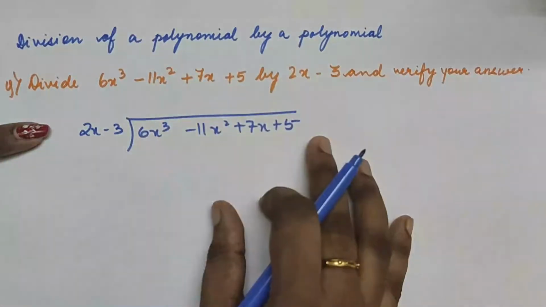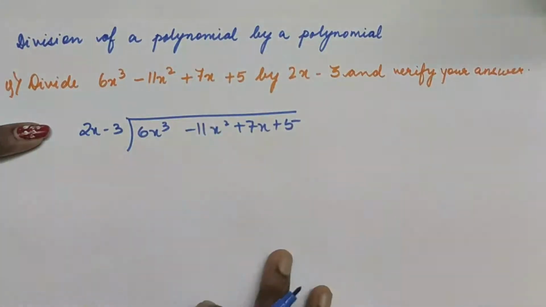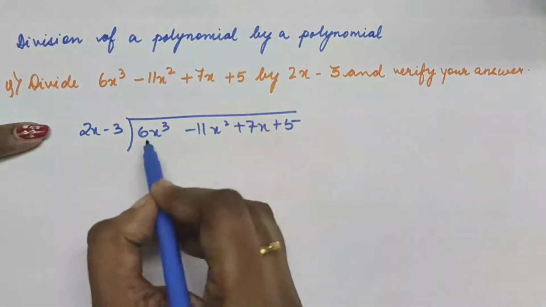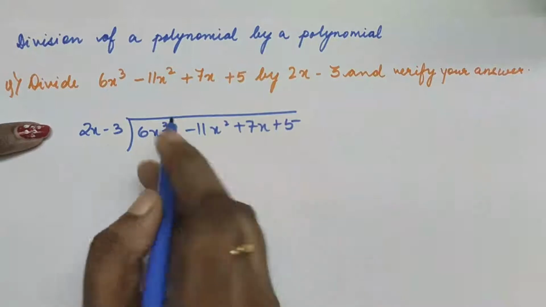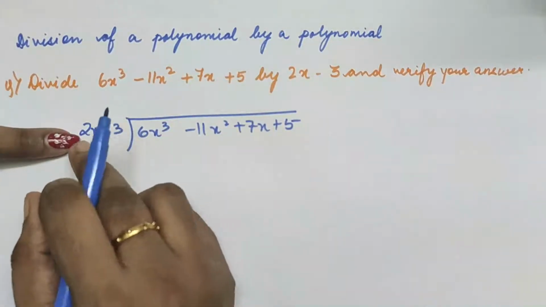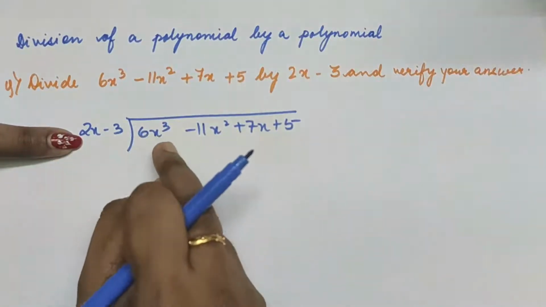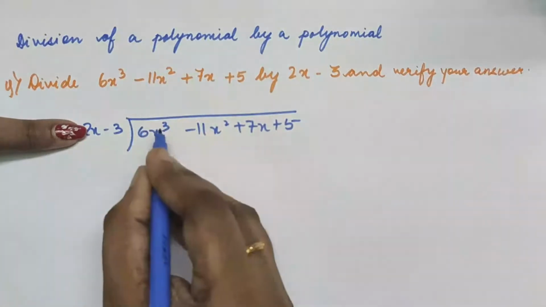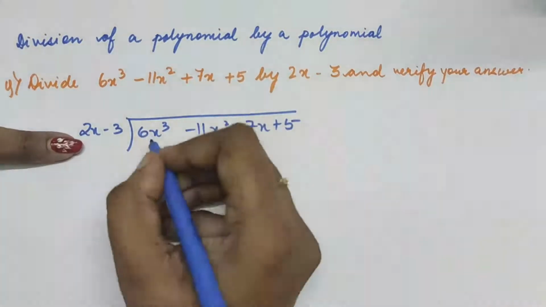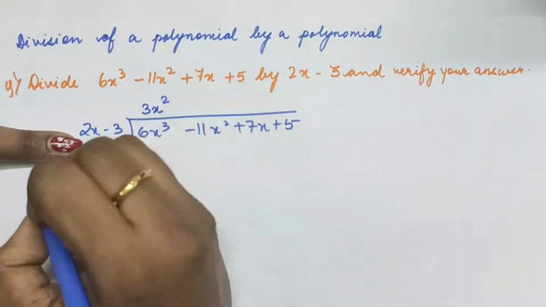Now I've written the question. Now I have to verify it also, but let me first show you the division part. Now first aim is to get 6x cube. To get 6x cube, what should I multiply with 2x? Only see the first term, and we have to get 6x cube. So you know 2 3s are 6 and x is already here, so I need 2 more x's, right? So I have to multiply 3x square.